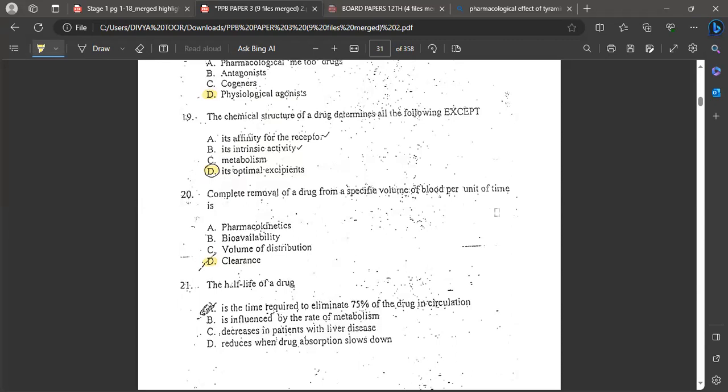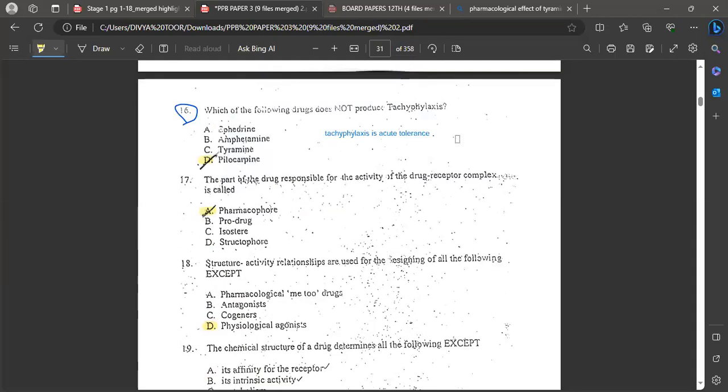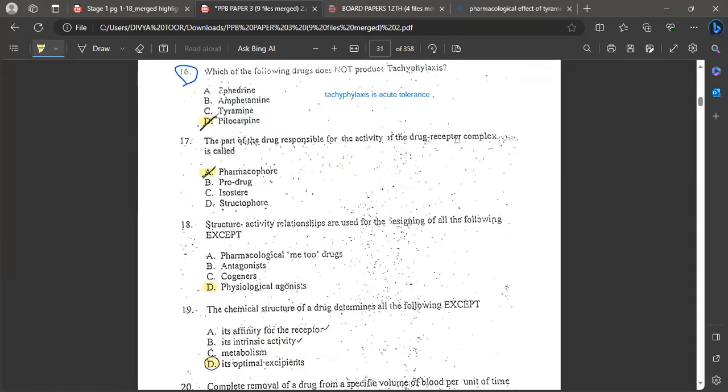In summary, they're saying there's no evidence showing pilocarpine causes tachyphylaxis. But for tyramine, I actually found a source that says it does cause tachyphylaxis. So I think the best answer to go with is pilocarpine. That's number 16. Yeah, pilocarpine is highlighted.